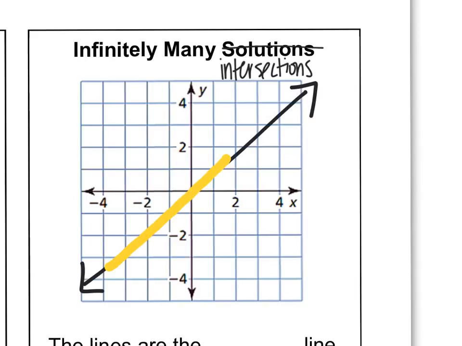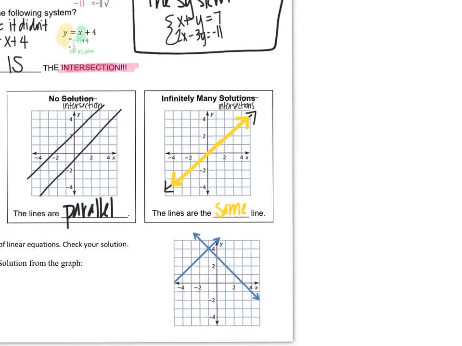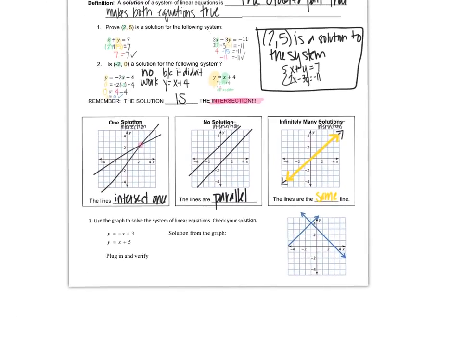So that means that this point, it'd be like my black line and my yellow line here. So there's 2 lines that are on top of each other. So the lines are actually the same line. That's what it means to have infinitely many solutions, is that the 2 lines that you have in your system are the same line. So now you're like, okay, what does all of this mean?